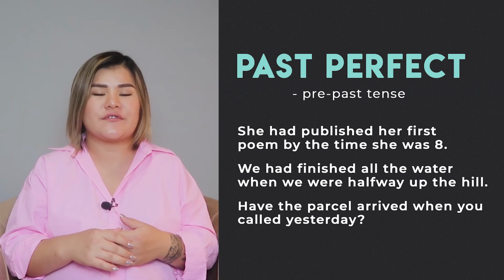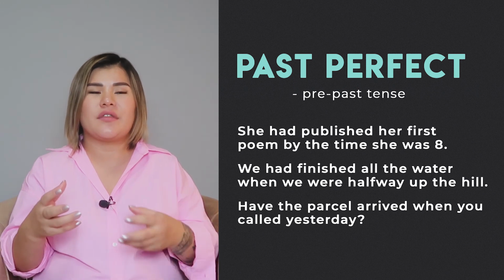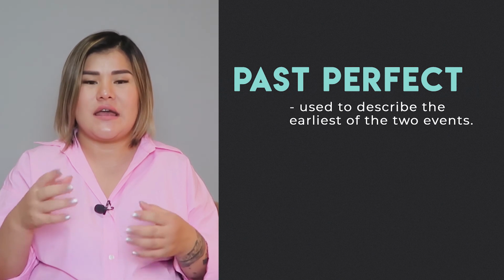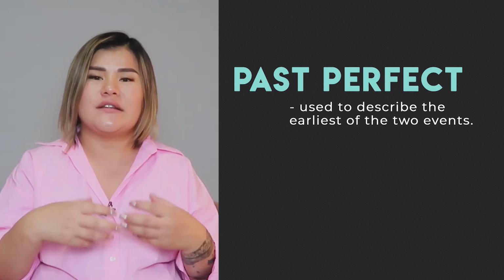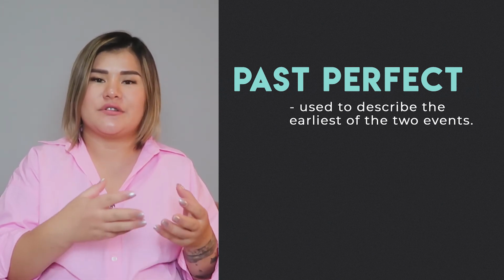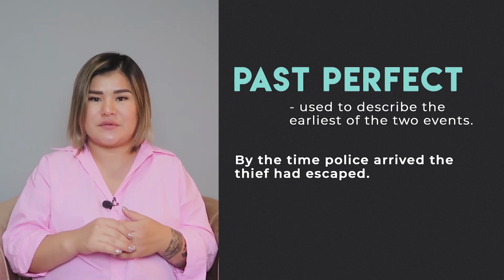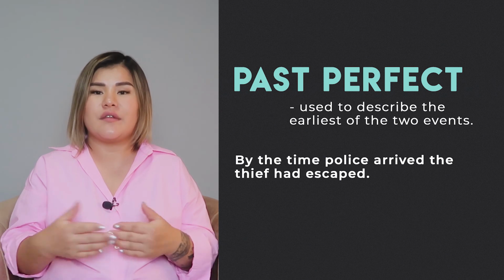Also, we use the past perfect tense to describe the earliest of two events. So we have two events and with the past perfect, we kind of indicate which one happened earlier. By the time police arrived, the thief had escaped. So the thief escaped before the police arrived.